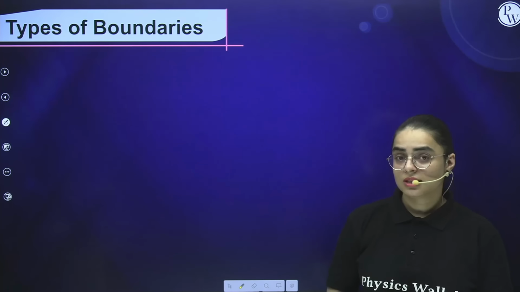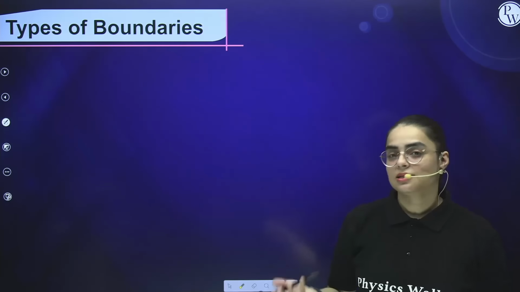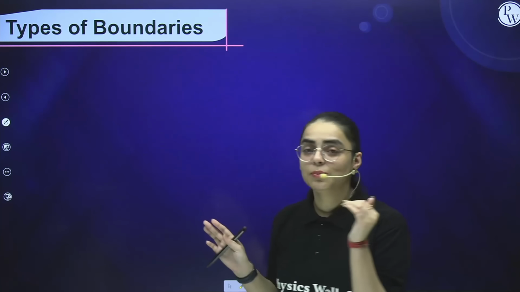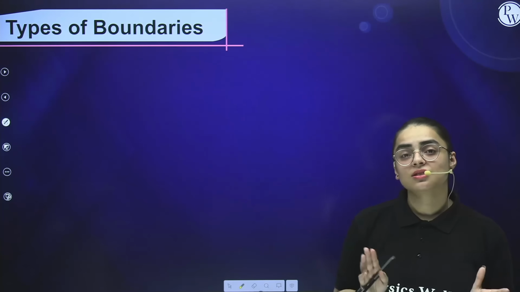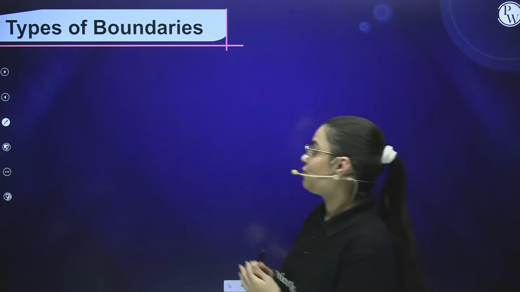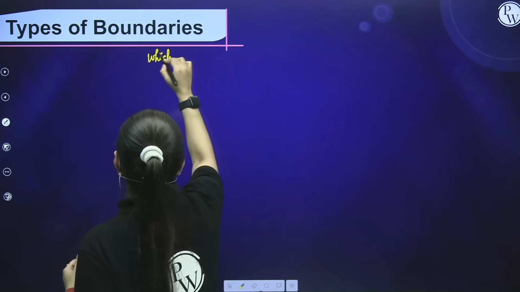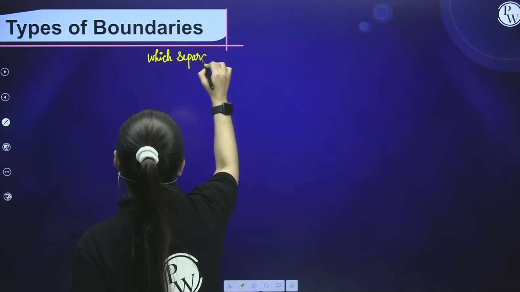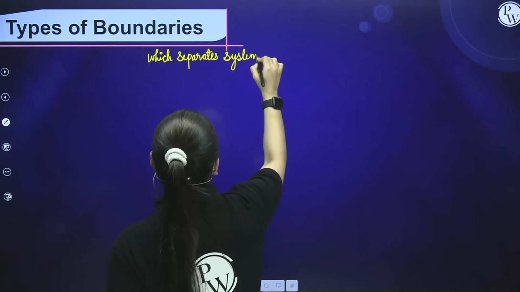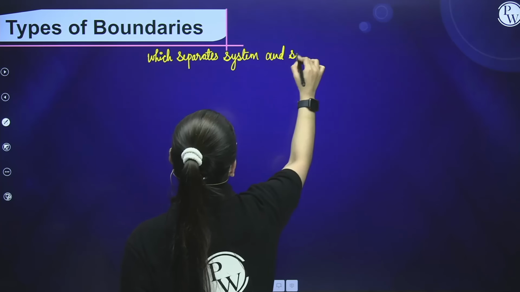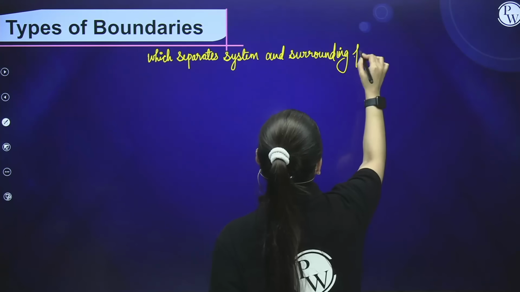Now what happens over here? See, the part which we are studying is referred to as the system, right? And the part other than the system is the surrounding. Now if I talk about boundary, what can be a boundary? A boundary can be a line or an area which separates our system and surrounding from the universe. Clear? So a boundary is a line or an area which separates the system and surrounding from the universe.